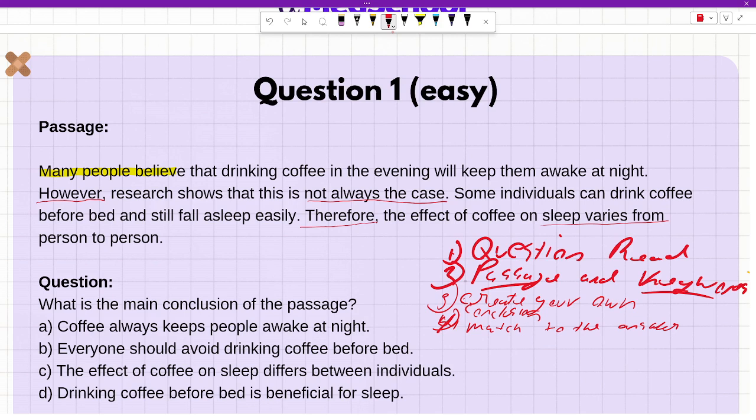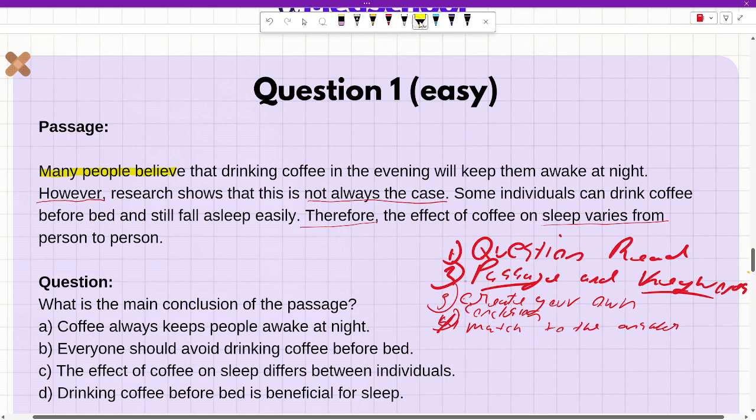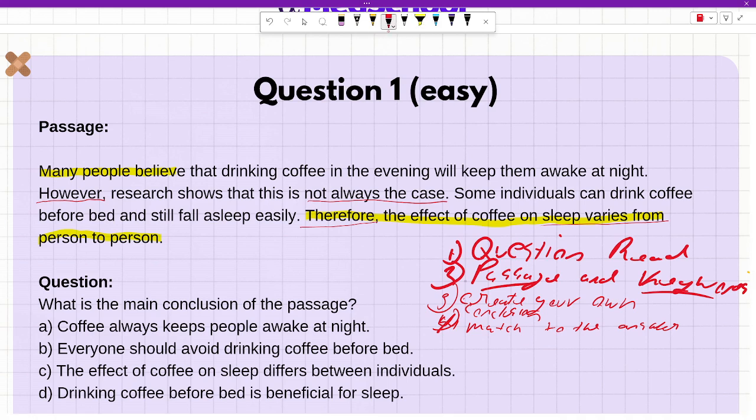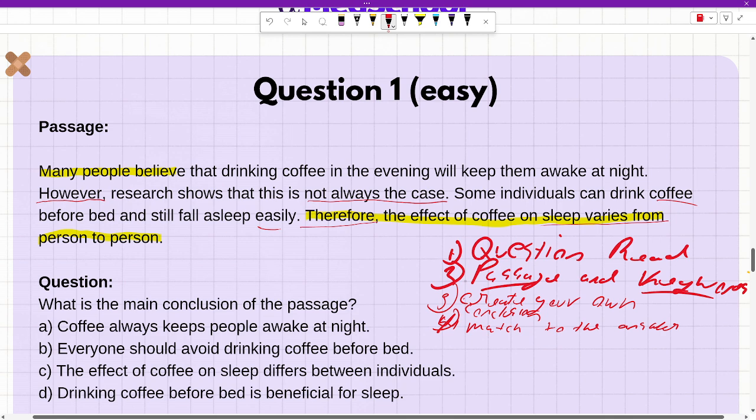Okay, so actually, the conclusion will be here, because everything leads up to this, right? Because obviously here he stated a statement, right? Then here he's speaking about some facts, and here he also speaks about some facts as well, but then here is actually his opinion or his conclusion.